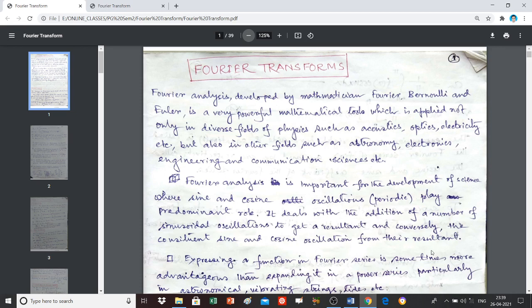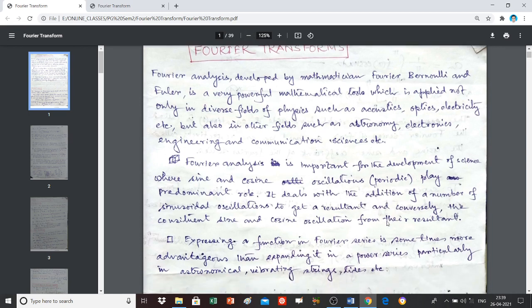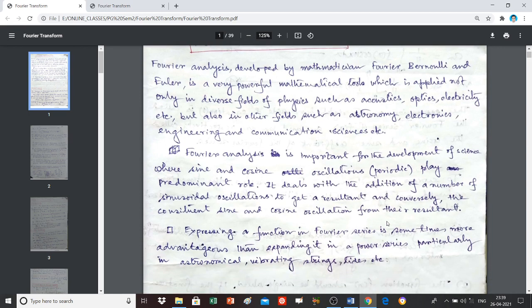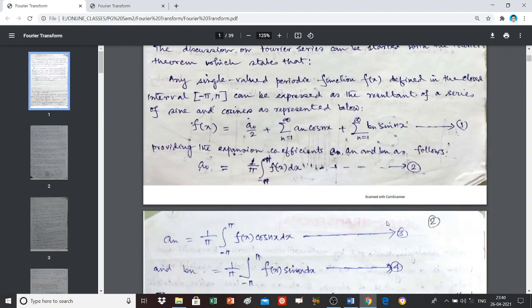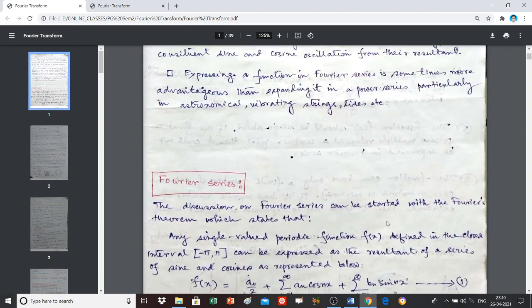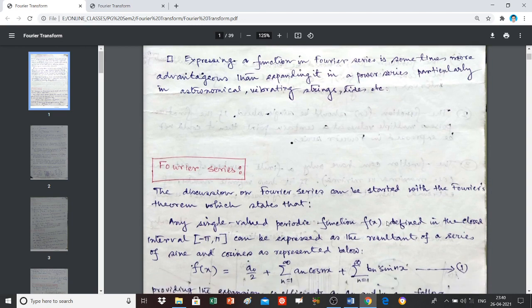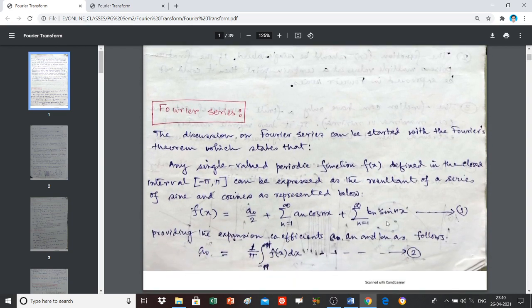Therefore, it is important not only in mathematics, as I told earlier, but it is also applied in physics, astronomy, engineering sciences, etc. We already learned about it, and now we just focus on some topics. Number one, before doing that, we need knowledge of the Fourier series. What is a Fourier series?